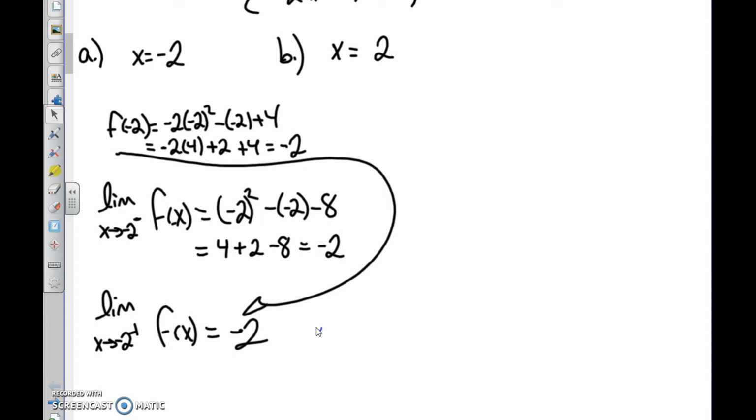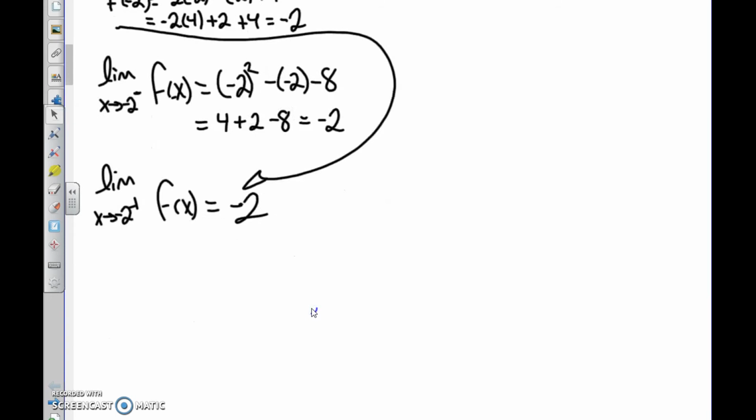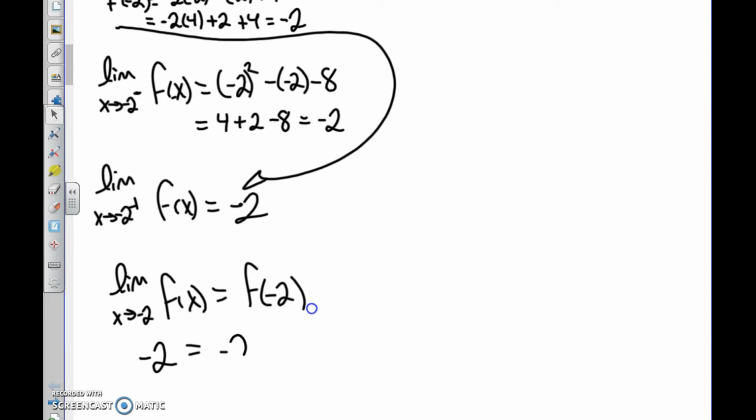So the last step that we need to check is, does the limit equal the value it's defined as? And since they both equal negative 2, I can say that this is continuous at this piece. So yes, it is a continuous function at x equals negative 2.